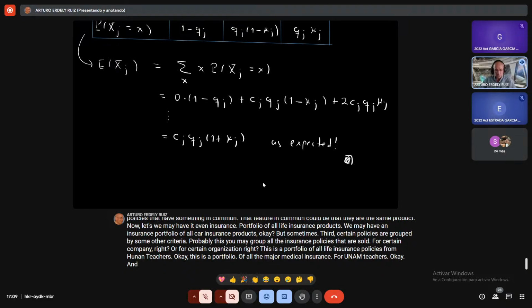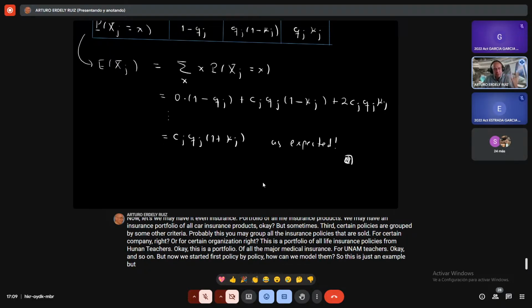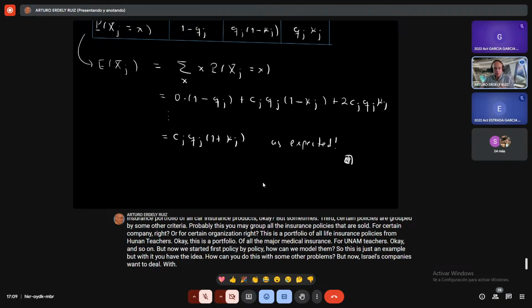Okay, and so on. But now we started first policy by policy. How can we model them? So this is just an example, but with this you have the idea how can you do this with some other products. But now insurance companies want to deal with portfolios.